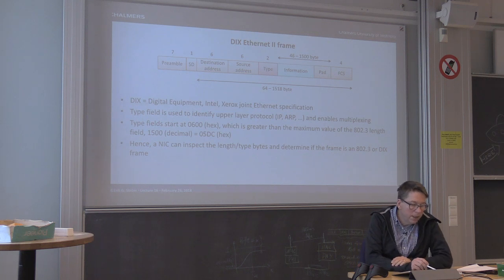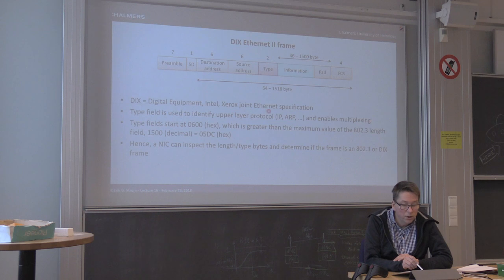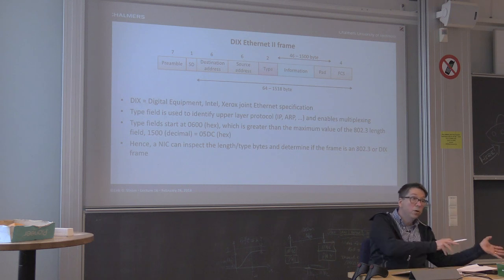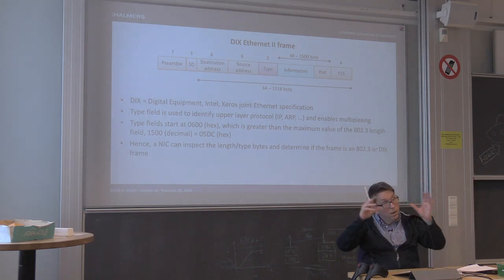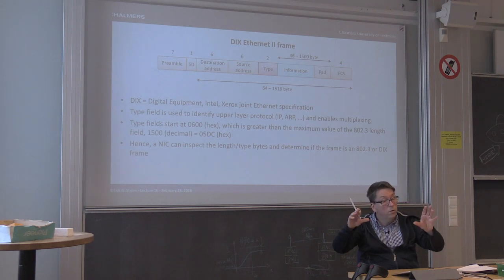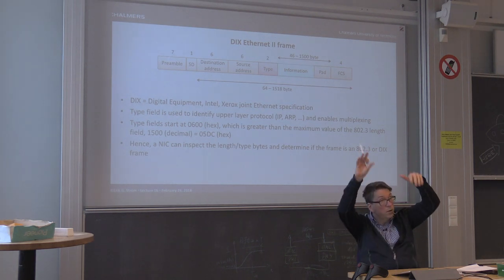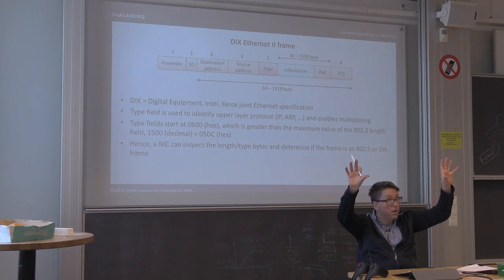So DIX stands for Digital Equipment, Intel, Xerox, and they jointly drafted this Ethernet specification back in the 70s. The type field is used to identify the upper layers, which is above Ethernet in their version, right? In the IEEE version, it's always LLC. In the DIX or Ethernet 2 frame, we could have different protocols directly over Ethernet. There is no LLC over it.